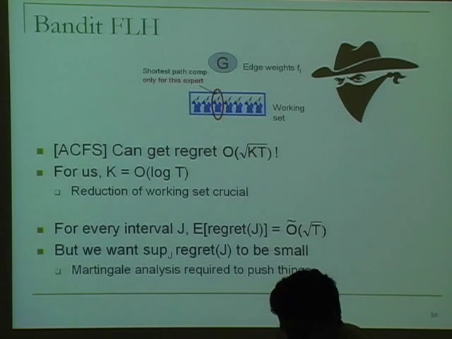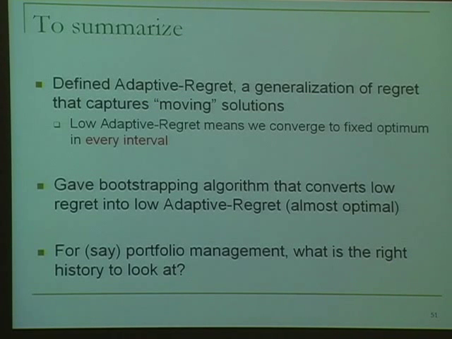So just to summarize, what we defined was this notion of adaptive regret. It's a generalization of regret that captures moving solutions. And it means that we converge to a fixed optimum in every interval of sufficiently large size. And it's a bootstrapping procedure that converts low regret into low adaptive regret. And the interesting thing is, if you talk to people who actually run these portfolio management algorithms, one question they'll always ask is, how much of the history should you remember to get a good algorithm? And what we're doing is maintaining all histories together in some efficient way. So it's dealing with the question of how much history needs to be remembered.